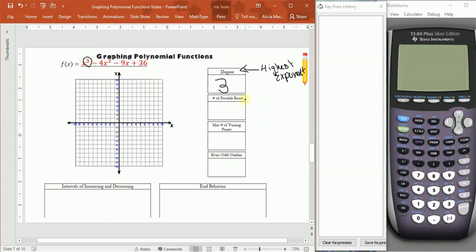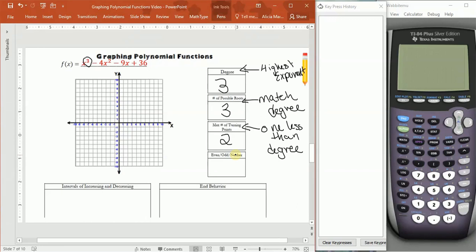Number of possible roots. This is always going to match degree. Because, guys, remember, possible roots, meaning how many x-intercepts can this thing have? Well, it can have the highest exponent amount, right? 3. Max number of turning points. Turning points are basically when it changes from increasing to decreasing. And that's always going to be 1 less than your degree, which in this case would be 2, because it'd be 3 minus 1. So this thing can change direction twice.